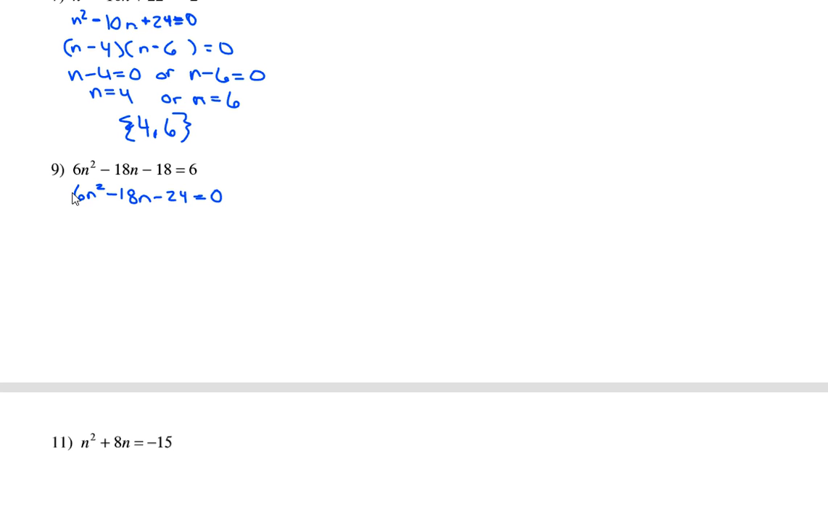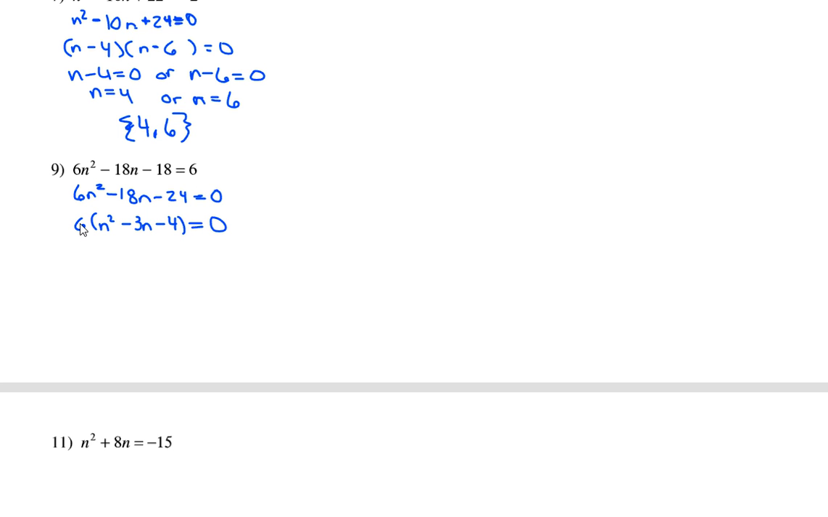But 6 is also divisible by 6. Is 18 divisible by 6? Yes. Is 24 divisible by 6? Yeah. So it's actually a 6 that's the greatest common factor. So we're going to factor out a 6. And then what would have to remain is an n squared, since 6 times n squared is 6n squared, minus 3n, since 6 times negative 3n is negative 18n, and a minus 4, since 6 times negative 4 is negative 24, and that still equals 0.